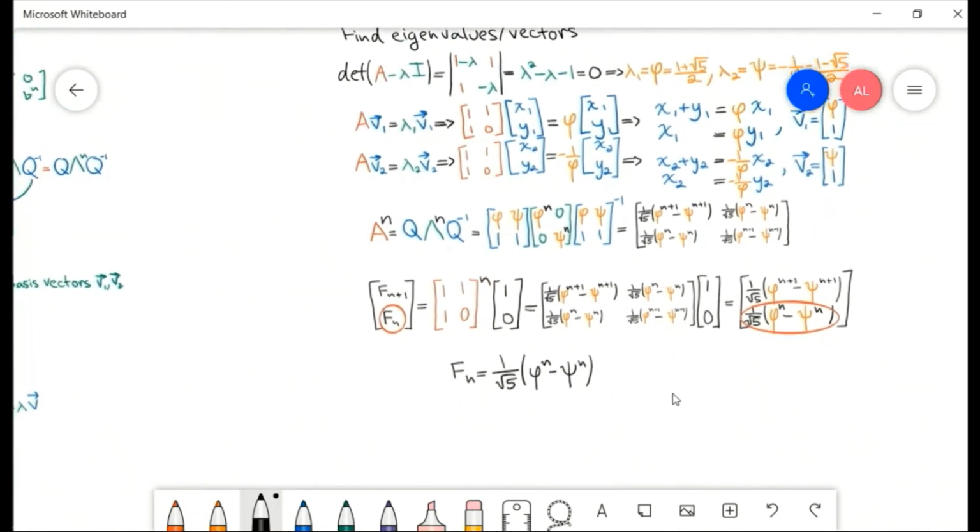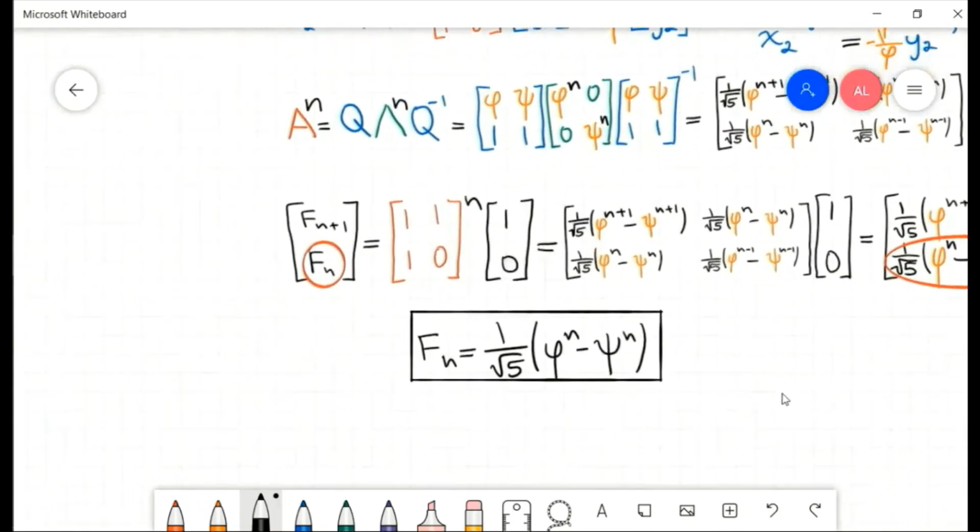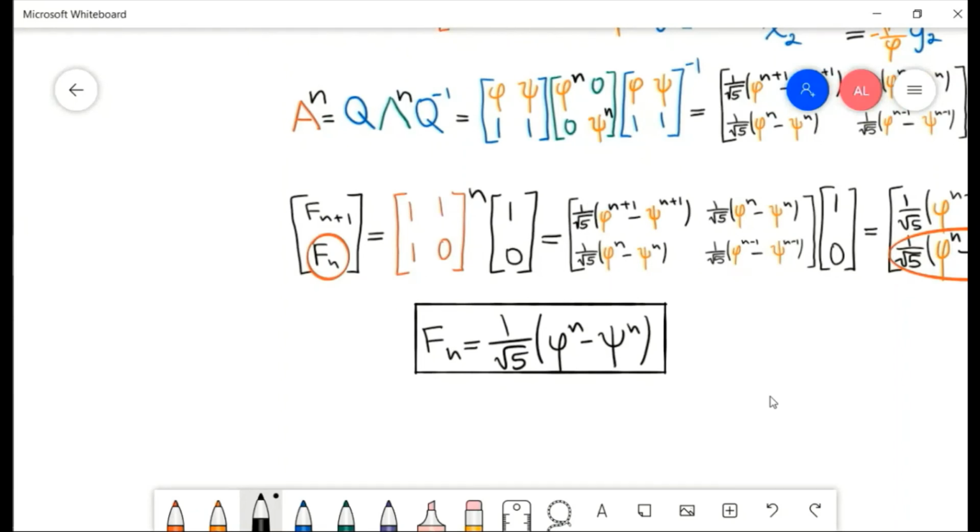So I find that this is truly amazing, because we have just found an explicit formula for the Fibonacci sequence. Now, if we want to find the 100th term, we can plug in 100 for n, and we get the 100th Fibonacci term. So this formula is called Binet's formula.